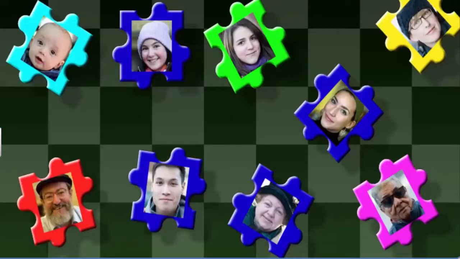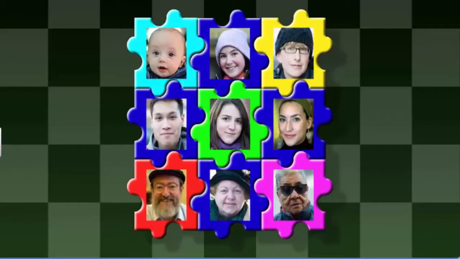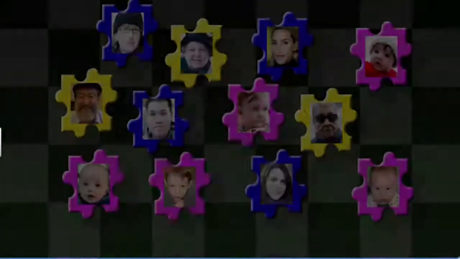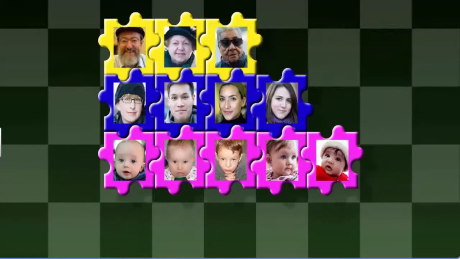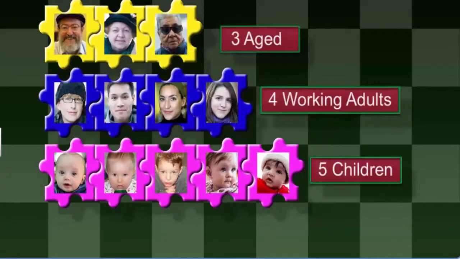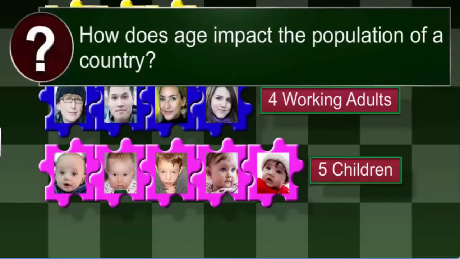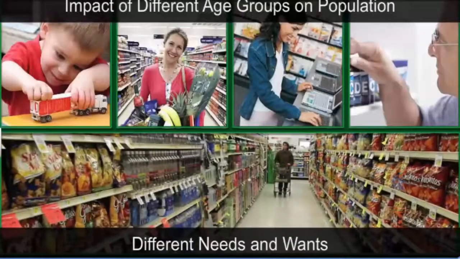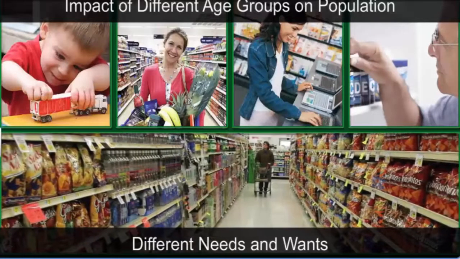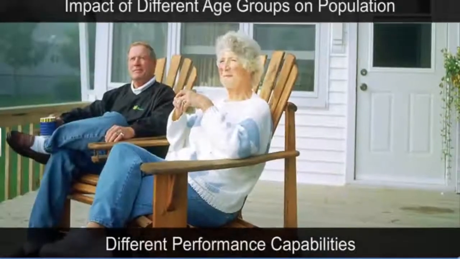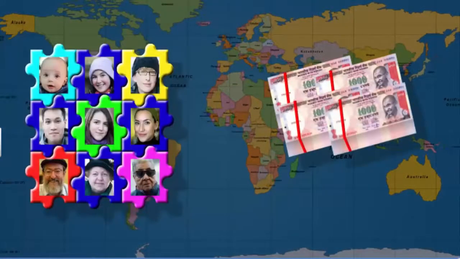Now that we've seen how population grows and changes over a period of time, it is important to study the characteristics of the population. Age composition is one of the most basic characteristics of a population. It indicates the number of people that belong to different age groups. How does age impact the population of a country? Consider this. A person's age influences the products or goods he or she needs and buys, what he or she does, and the capacity to perform various tasks. Thus, the number and percentage of people in different age groups help determine the population's social and economic structure.